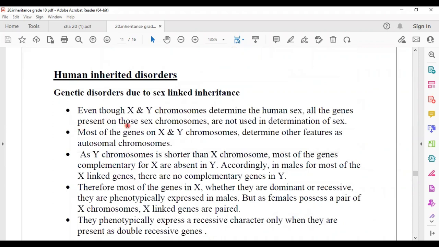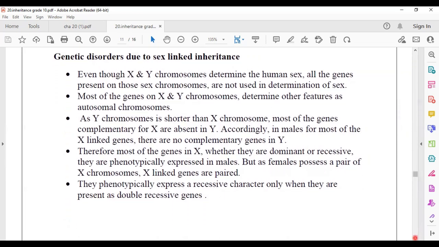You see, even though X and Y chromosomes determine the human sex, all the genes present on those sex chromosomes are not used in determination of sex. Most of the genes on X and Y chromosomes determine other features as autosomal chromosomes do. As Y chromosome is shorter than X chromosome, most of the genes complementary for X are absent in Y. Complementary means if there are some genes in X, they are not present in Y chromosome. Accordingly, in males, for most of the X-linked genes, there are no complementary genes in Y.